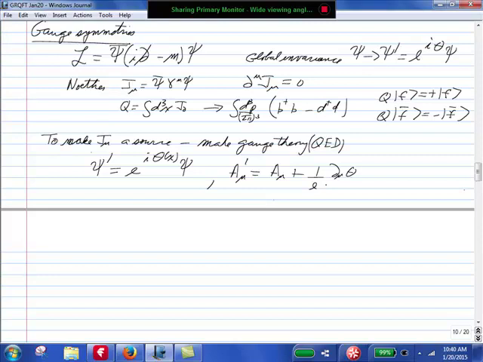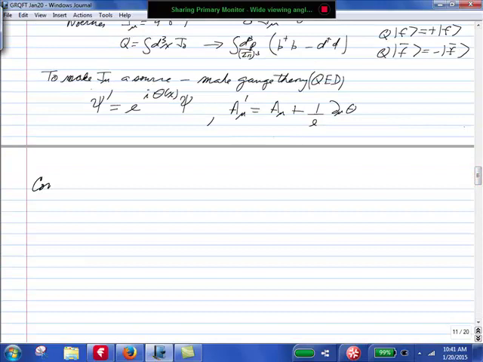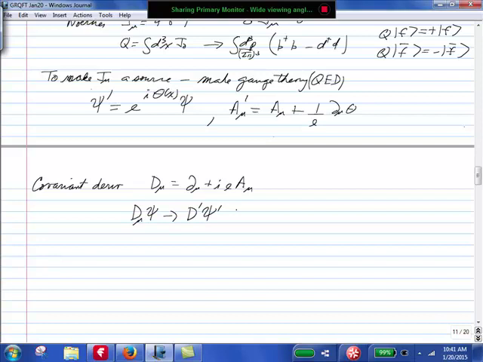And most importantly, I make this gauge covariant derivative. D mu is d mu plus i e A mu. And the purpose of this is to make an invariance such that if I have D mu psi, that goes to some D mu prime psi prime, which is, okay, the goal is to make it so that it also goes like e to the i theta of x, D mu psi.